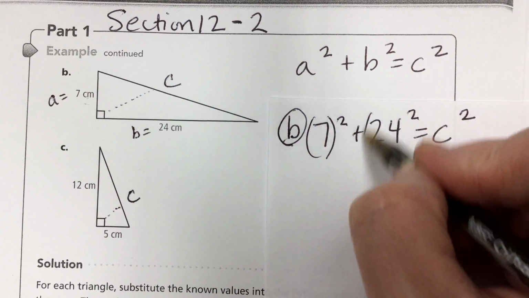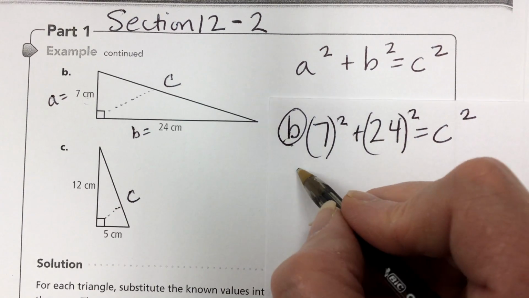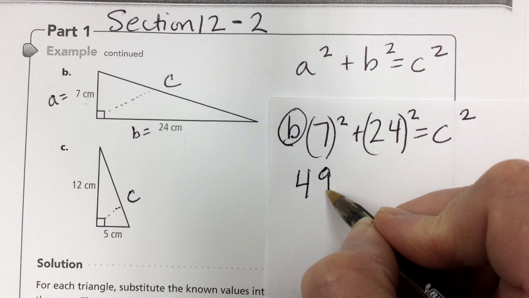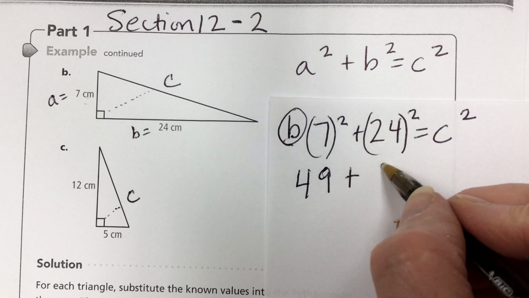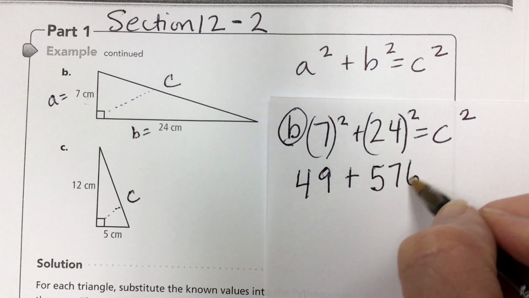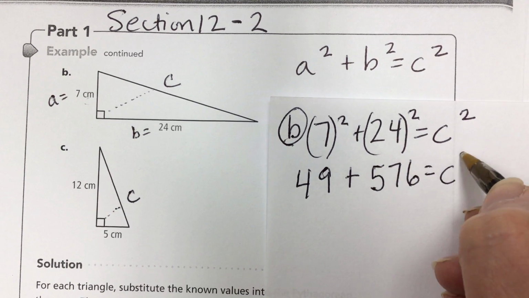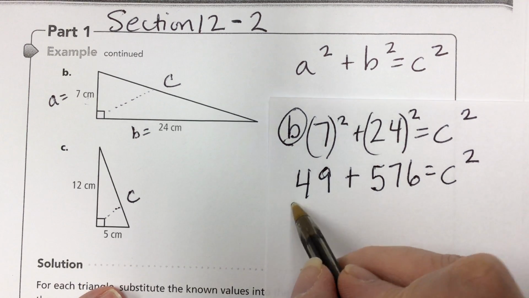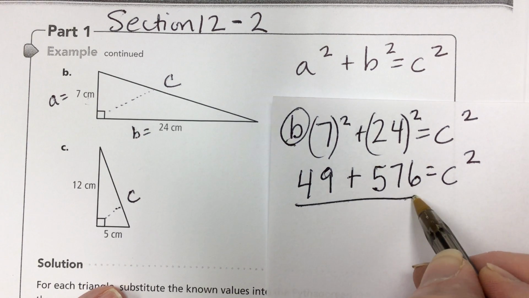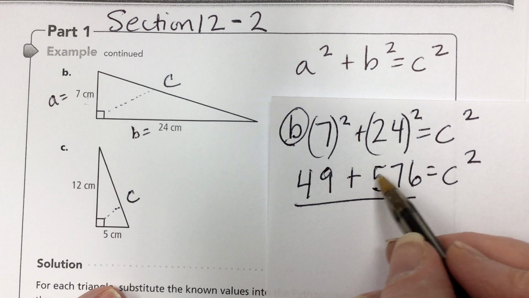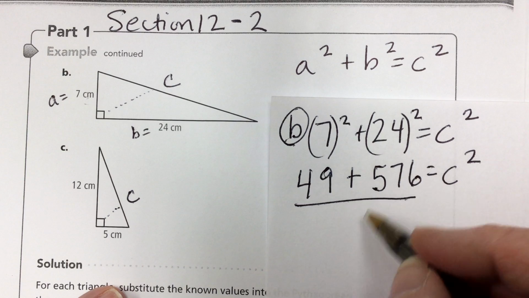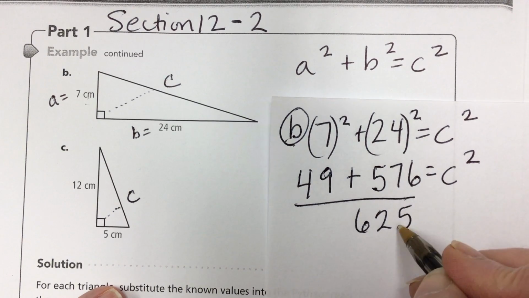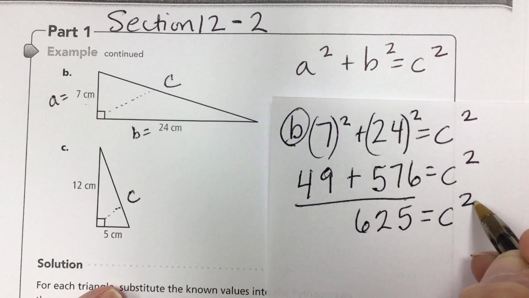Putting parentheses around those, 7 squared is 7 times 7 is 49, plus 24 times 24, using your calculator, is 576, equals c squared. Now, always combine these two values. 49 plus 576 gives you 625 equals c squared.